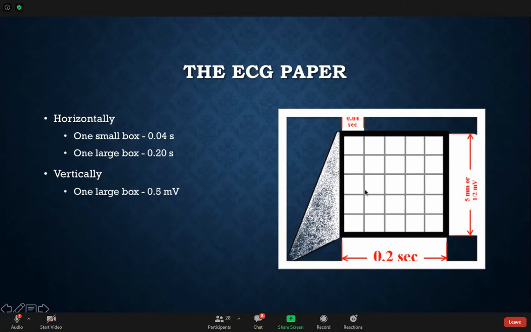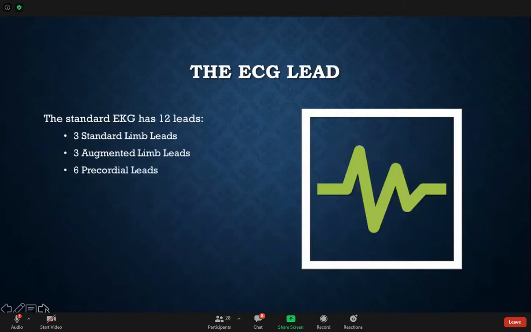Vertically they represent what? Voltage. Every one large box, as we said, is 0.5 millivolts, while every small box vertically is 0.1 millivolts. On the ECG we have 12 leads: 3 standard limb leads, 3 augmented limb leads, and 6 precordial leads.